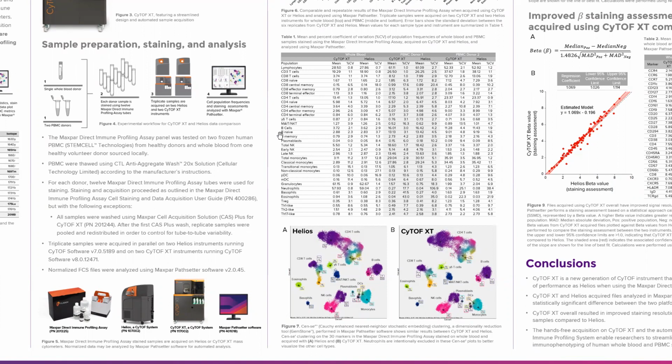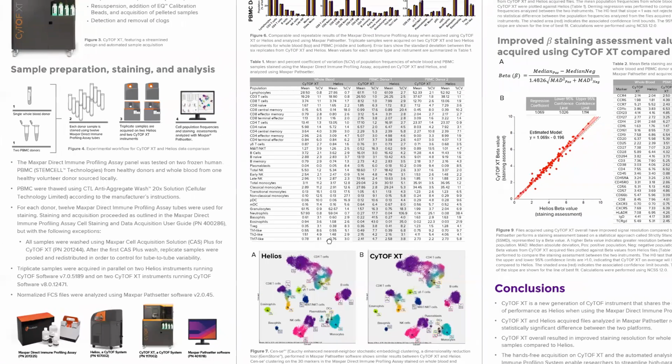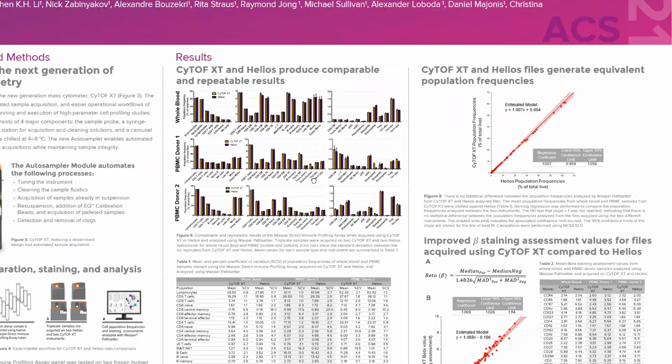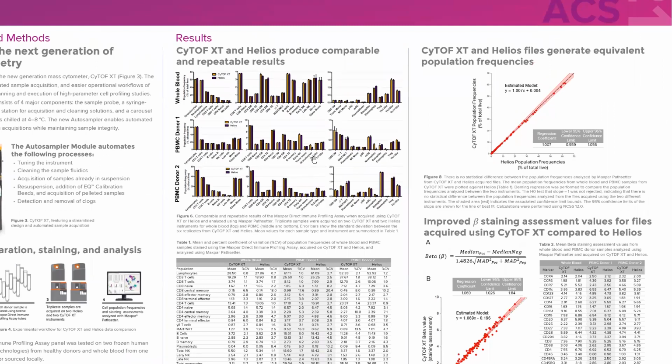Normalized files were then analyzed using the MaxPar PathSetter software. Now, jumping into the results, a quick eyeball look at figure 6 shows that CyTOF XT and Helios produce comparable and repeatable results. So you can see in yellow represent data from the CyTOF XT, while in purple represent data from the Helios instrument.